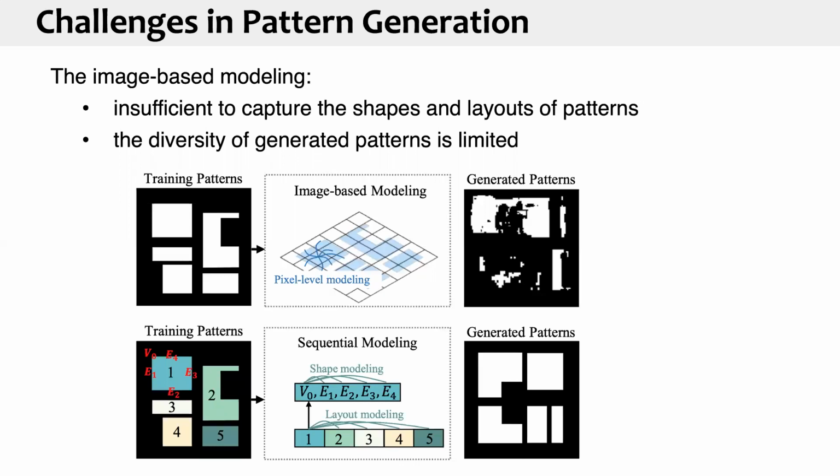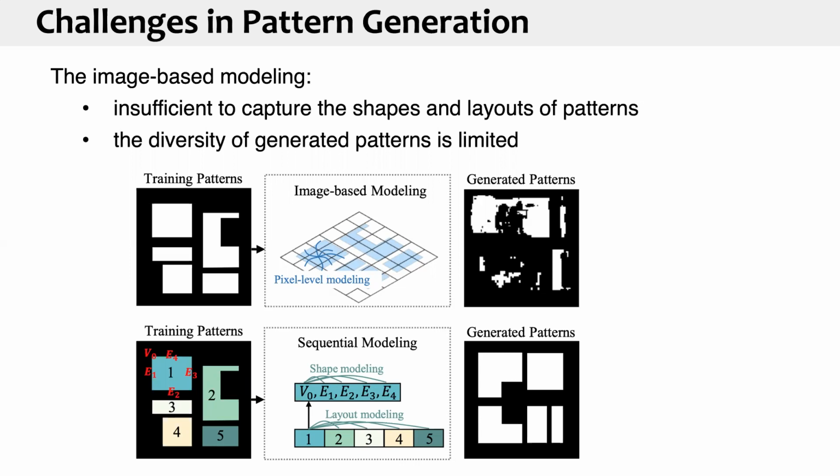First, the pixel-level modeling of pattern geometric information is insufficient to capture the shapes and layouts of patterns, leading to poor legality of the generated patterns, as shown in the upper figure. Second, the diversity of patterns generated by existing image-based generative models is limited.